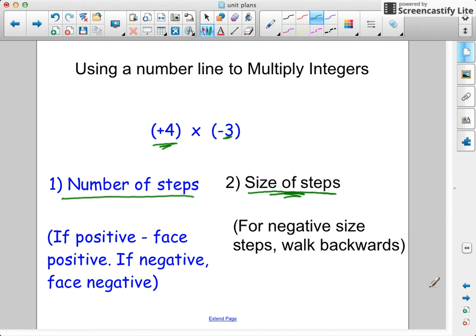Now, the sign really matters still though. If it's a positive for one of the numbers, you're going to face the positive direction, or face to the right. For a negative size of step, you're going to walk backwards. So if it's a positive, you walk forwards. If it's a negative, you walk back. Same for the first one: if it's a negative, you face the negative side. That's important to know where we're going to end up on these number lines.